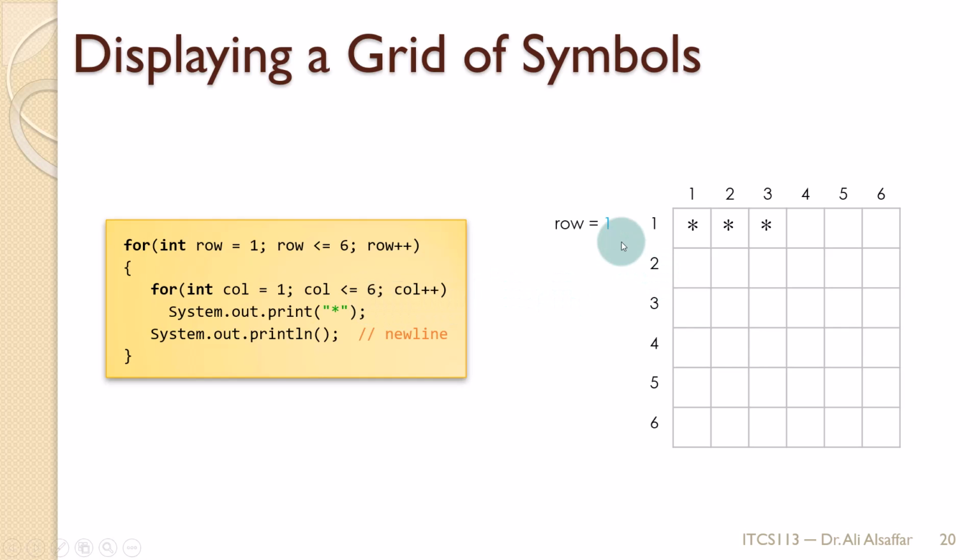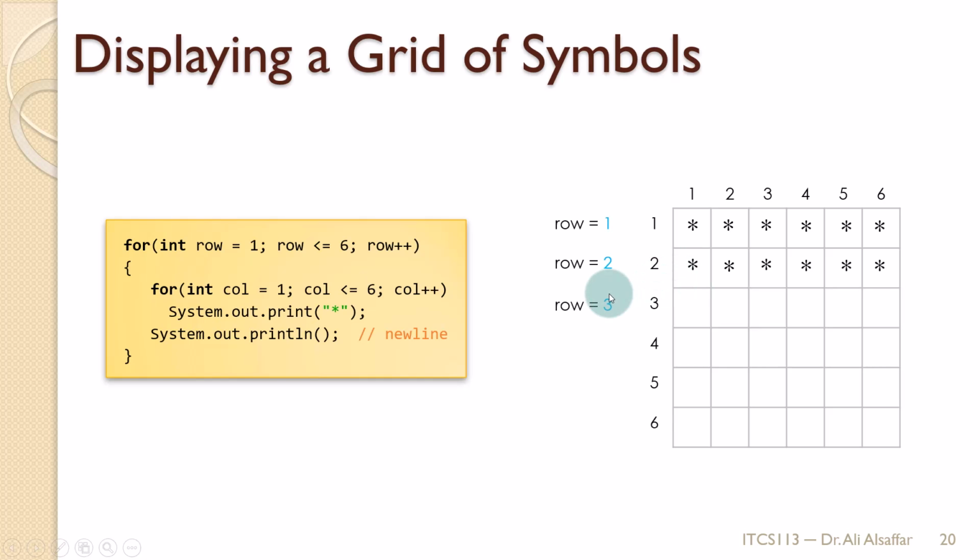Now, when row is equal to 1, then the inner loop will start printing all asterisks on row 1, because a print is inside the inner loop and it is printing on the columns 1 to 6. So this is column 1, column 2, column 3 up to 6. In each iteration, it's going to print an asterisk. Now, when we go to the next iteration for the outer loop, when row is equal to 2, again the inner loop will be repeated, and it will go over all columns from 1 to 6. And in each iteration, it will print an asterisk, and this is how it's going to work. So it's going to print the second line.